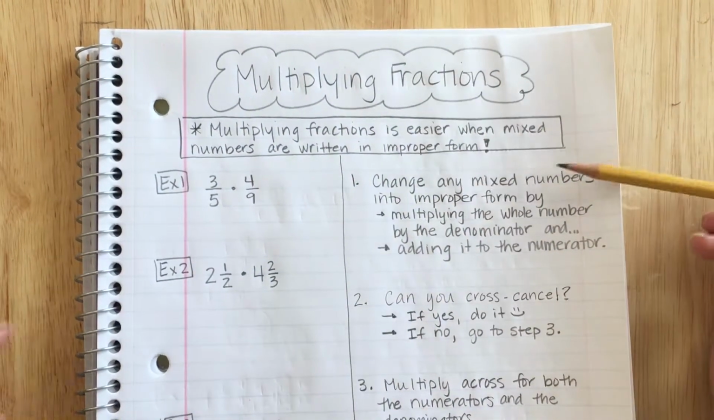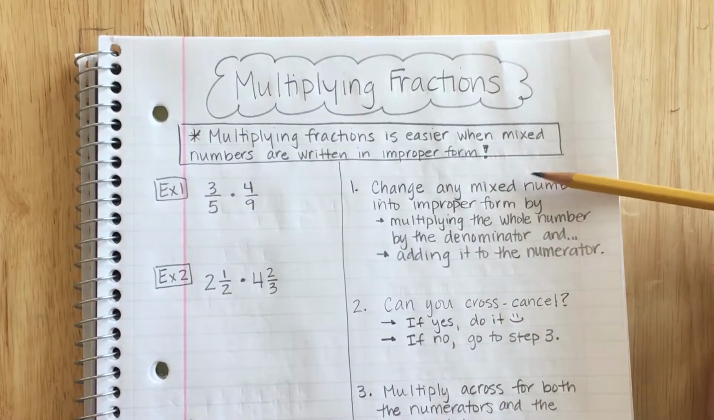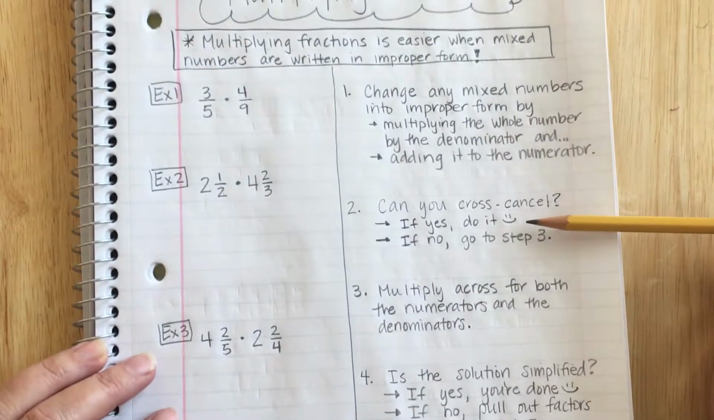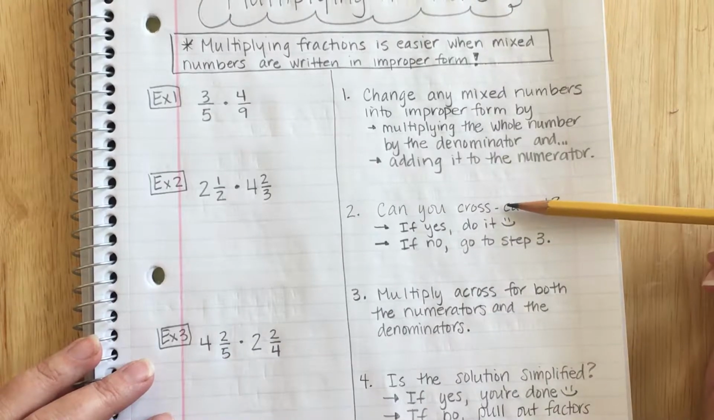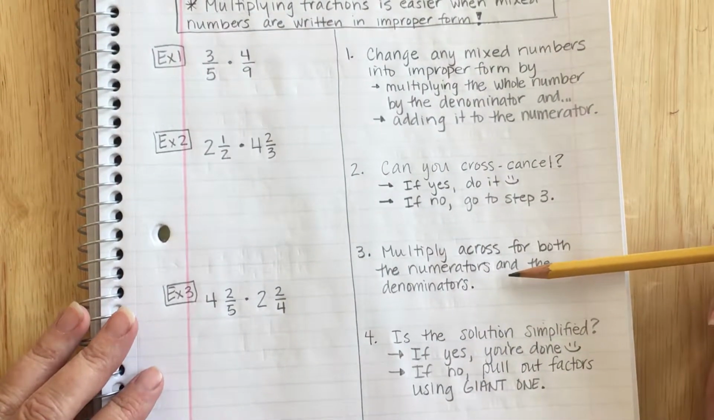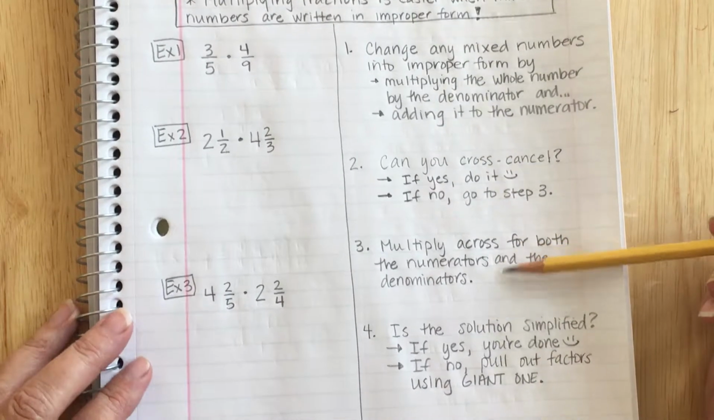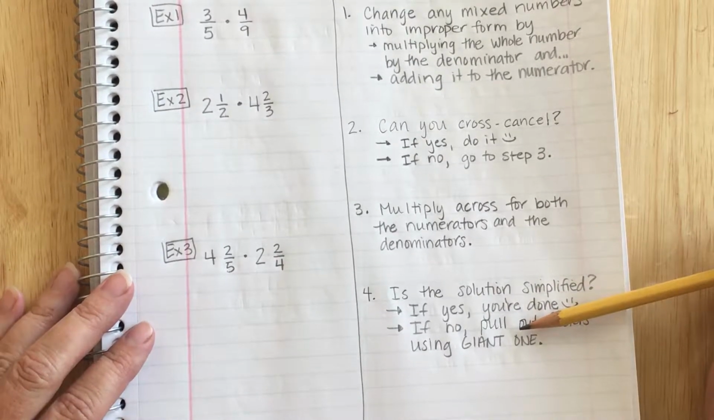Now, when multiplying fractions, there are 4 steps. The first thing you will want to do is change any mixed numbers into improper form. The second thing you want to do is cross cancel, because if you cross cancel well, then you don't have to simplify later. And then step 3, you're just going to multiply across for both the numerators and the denominators. And then number 4, you do need to check that your solution is simplified.